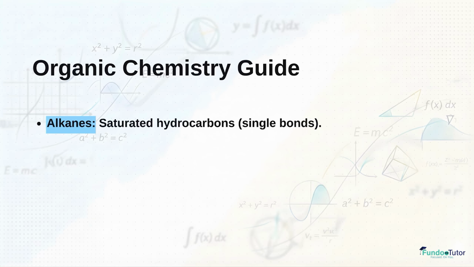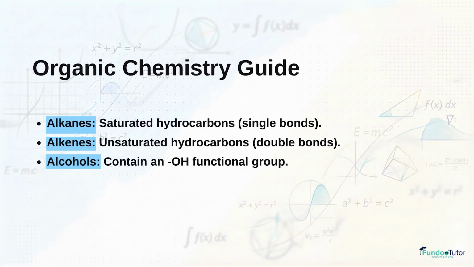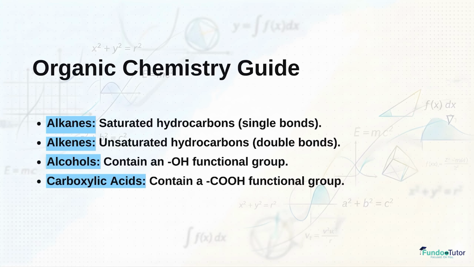Just remember, alkanes are saturated, meaning they only have single bonds. Alkenes are unsaturated because they have at least one carbon-carbon double bond, and that double bond is where all the action happens. Alcohols have that minus OH functional group, and carboxylic acids have the minus COOH functional group. Nail those down and you're in great shape.